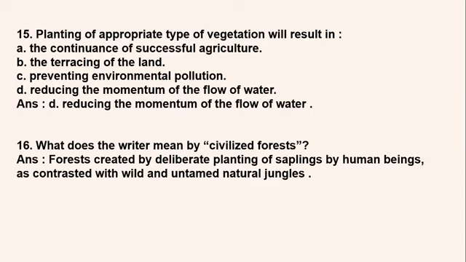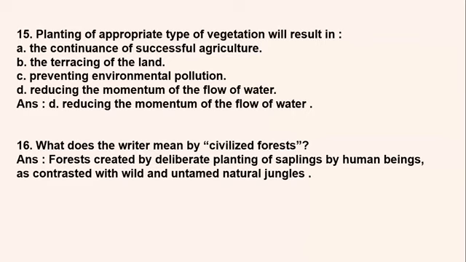The answer is forest created by deliberate planting of saplings by human beings, as contrasted with wild and untamed natural jungles. So students, here we see nowadays forests are also created by proper planting of saplings in a proper row, and it's done by human beings. When a human being is creating a jungle now, it's not a natural one. As contrast, that's why it is written as contrast, means opposite. What do we mean by forest? Naturally, when it comes to mind, a natural forest which is grown by itself. We have wild animals in it, and untamed natural jungles, means which are not disturbed by human beings.